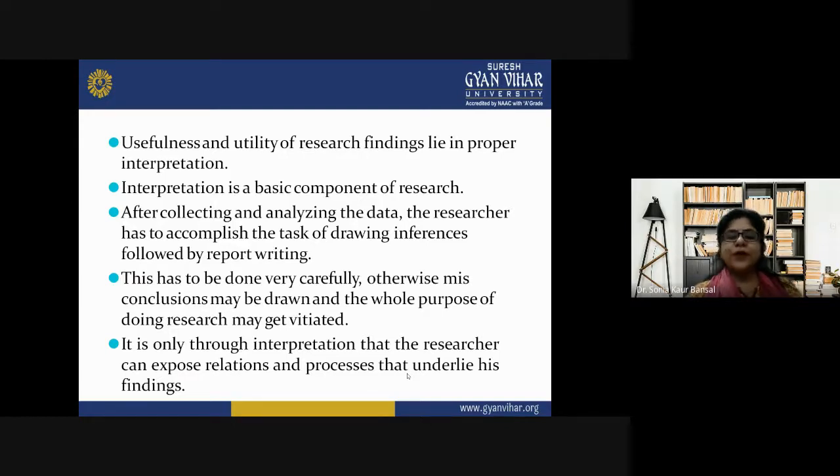Now, interpretation is a basic component of research, students. Everyone must understand that this is a basic component. After collecting and analyzing the data, the researcher has to accomplish the task of drawing conclusions and inferences, followed by report writing. When we write the report, our own conclusions must be ready: what the research questions are actually forcing us to find. Whatever we have found, we have to give meaningful writing, and that writing part is called interpretation. This has to be done very carefully, otherwise wrong conclusions may be drawn and the whole purpose of doing research may be vitiated. It is only through interpretation that the researcher can expose relations and processes that underlie his findings. So it's really very useful.